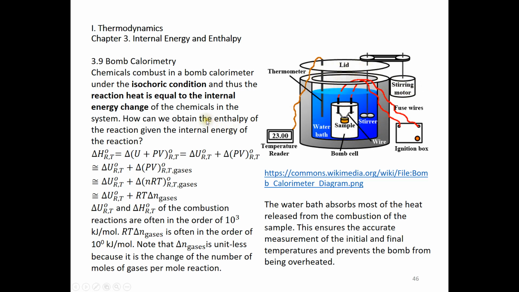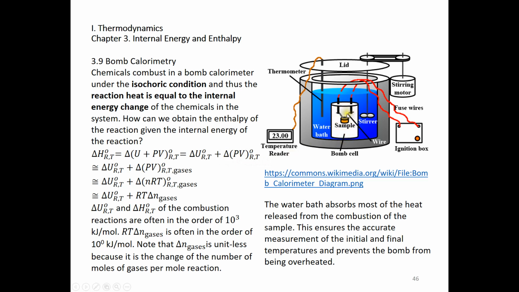Now, how can we actually compute the enthalpy of reaction given the internal energy of the reaction? We have to do some theoretical derivations. H is defined to be U plus PV, and therefore delta H is delta U plus delta PV separately. And now if we can somehow measure the reaction heat, we will get this internal energy of reaction. But how can we get this delta PV, the PV change of the chemical system?